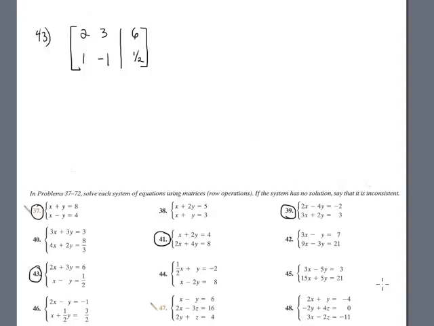Okay, 43, again matrices. Okay, in this case I copy the matrix associated with the system. I propose the following transformation: switching row 1 and row 2. The reason is clear, because I need one pivot. There's 1 here, 1, -1, 1/2, and 2, 3, and 6.